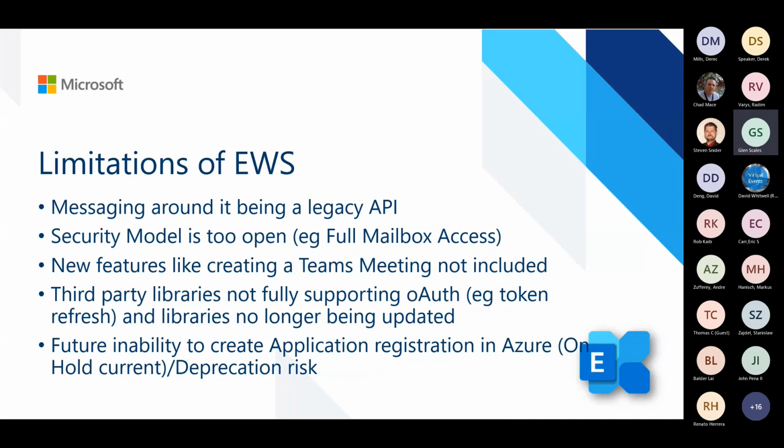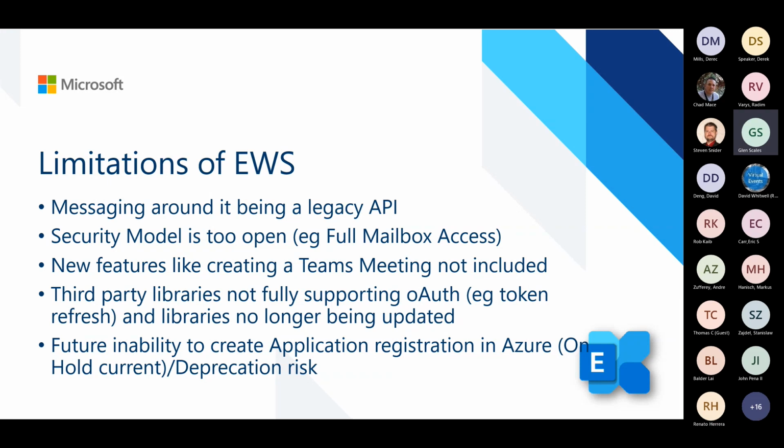Third-party library support. AWS has pretty good third-party library support. However, a lot of those third-party libraries are now not being maintained because the people that originally created them have moved on. So most of them do support OAuth, but the actual usability of those libraries vary, so they may not support things like token refresh. A lot of those libraries are no longer being updated, so they may have dependencies that become security issues in the future. So you may find you need to maintain those libraries yourself or contribute back to them.